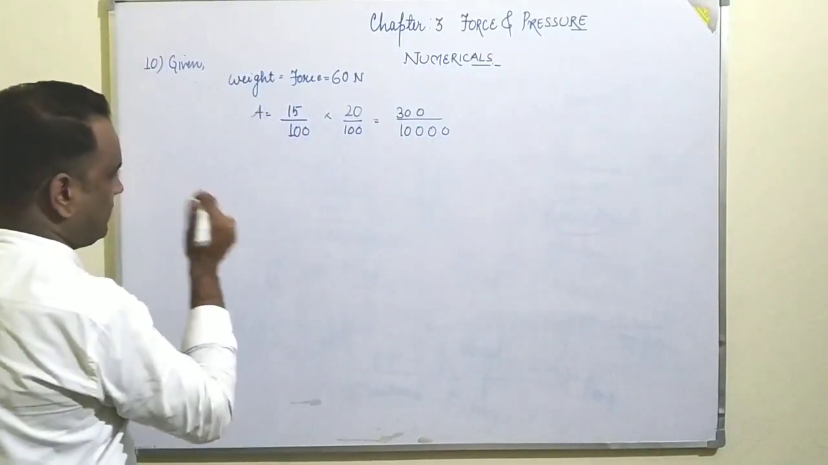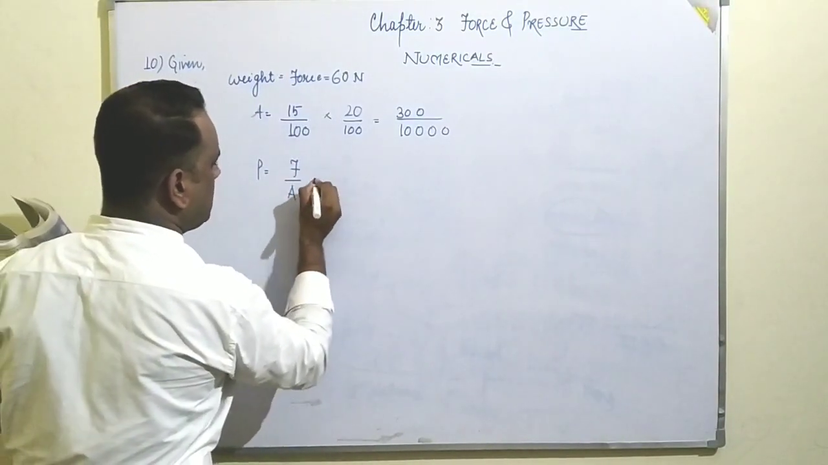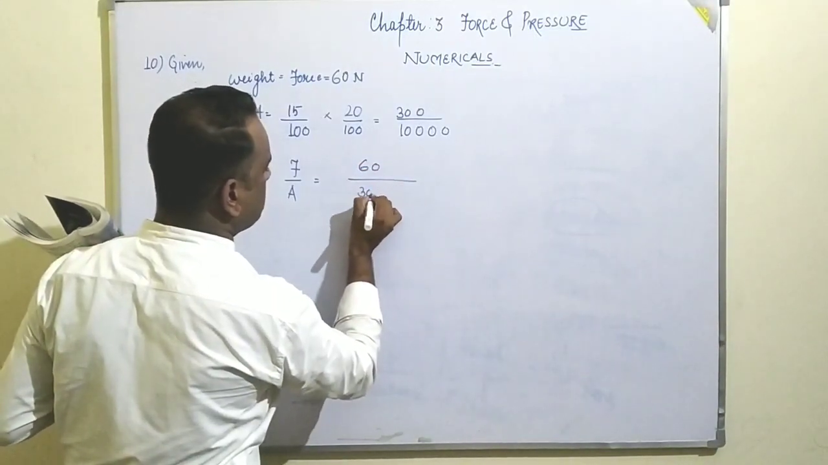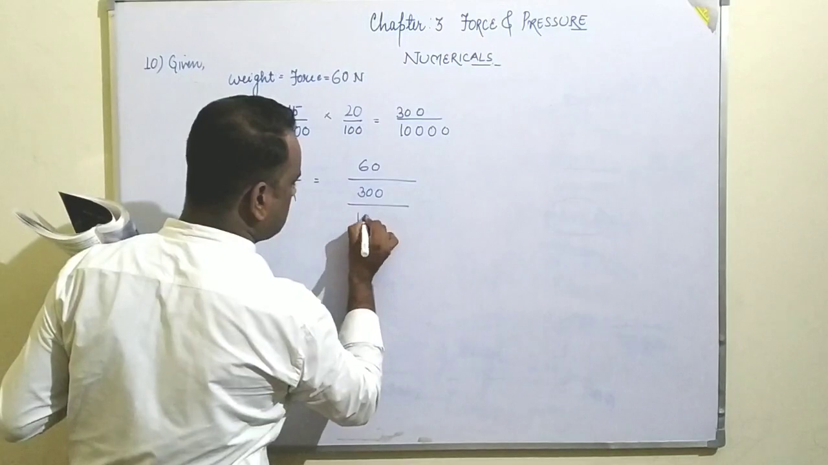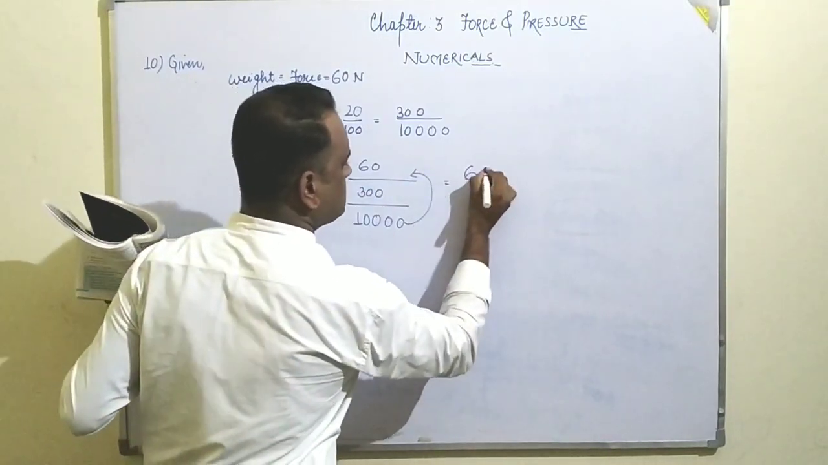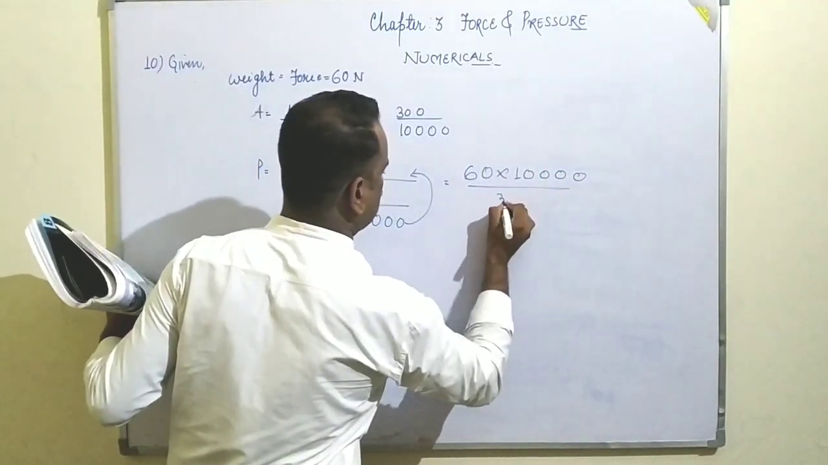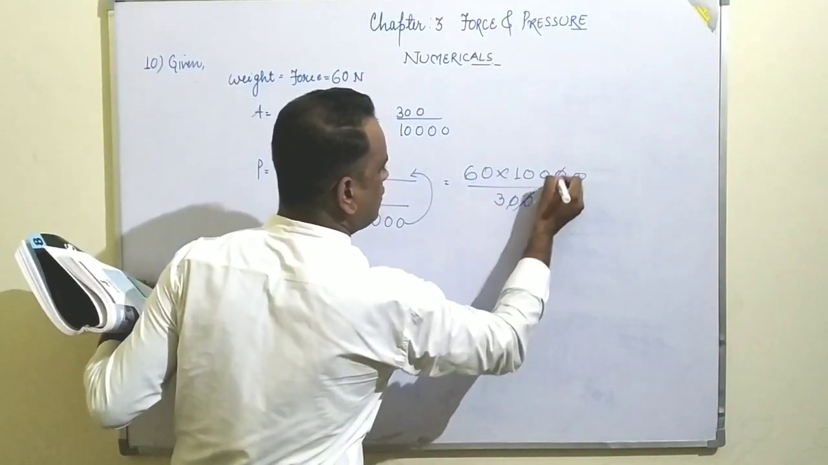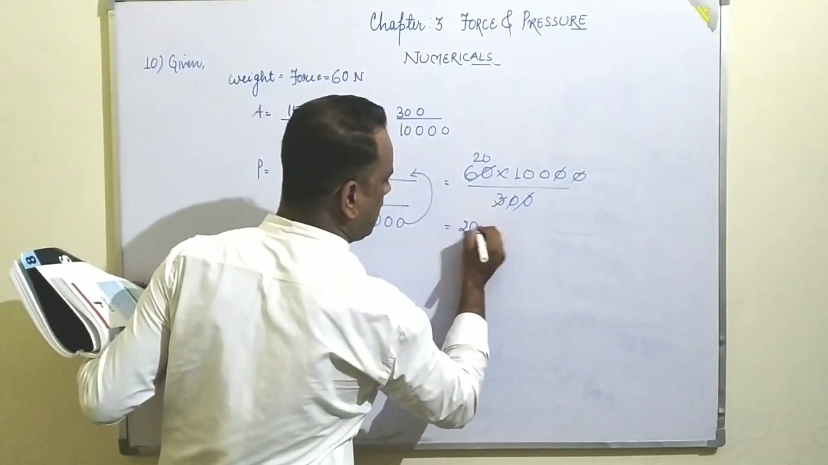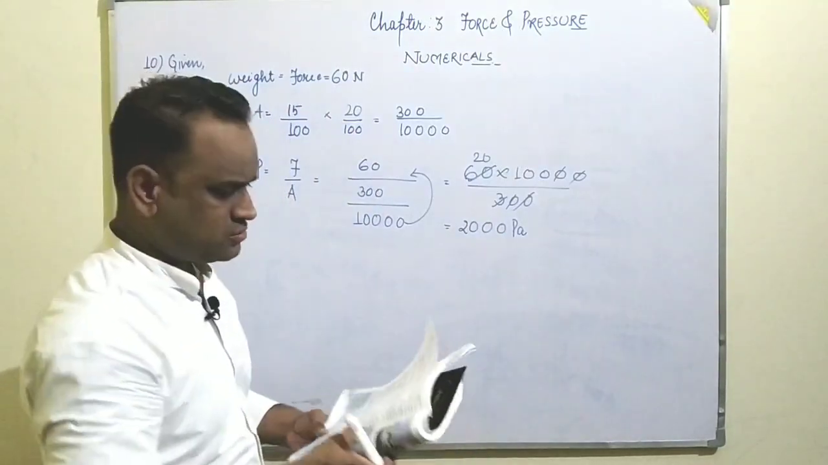Okay, both things are given. We will calculate the pressure. Pressure is equal to force acting per unit of area. Force is given as 60 and area is 300 upon 10,000. This 10,000 will go into the numerator, so it will be 60 into 10,000 upon 300. Two zeros will be cancelled out, and it will be 20. So 2000 Pascal will be the pressure exerted by the body for this question.